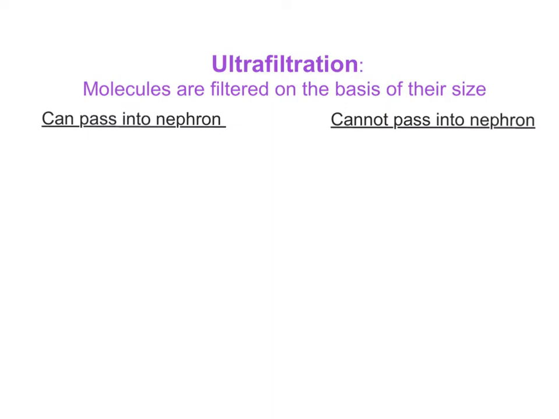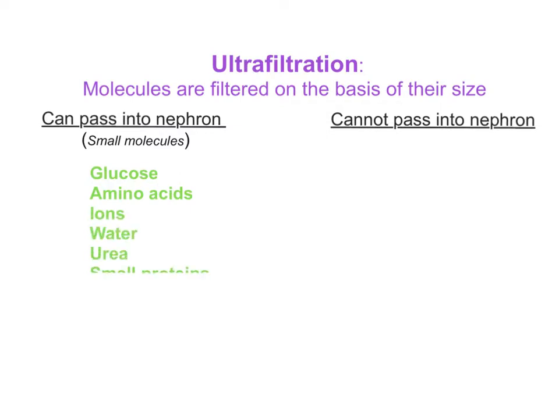Overall, the process of ultrafiltration, as you can see, will filter molecules on the basis of their size. Now that's important to remember. So obviously there are some that can pass from the blood plasma in the glomerulus into the nephron, into the Bowman's capsule, and form what's called glomerular filtrate. There are those that cannot. So keep in your head a list of what can pass through. What characteristic must they have? They must be small molecules. Why? They need to pass through the basement membrane. Remember, the basement membrane is the most selective. So we have glucose, amino acids, ions, water, urea, and small proteins.